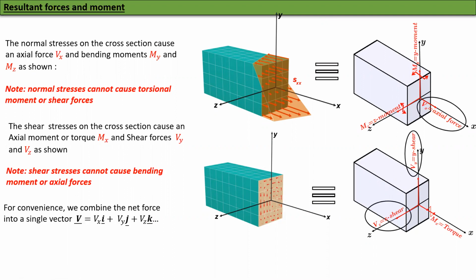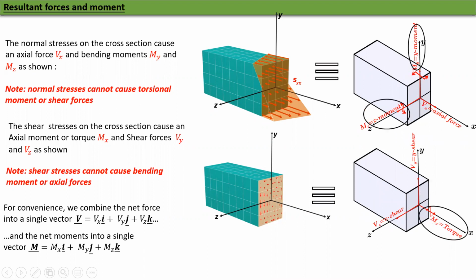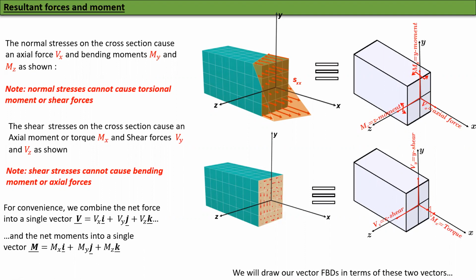The nice thing is, for convenience, we are going to combine the axial force and the two shear forces into a force vector V. So Vx is the axial force, Vy and Vz are the shear forces. All of them are combined together. Same way, the net moments are combined into a single moment vector. So the two bending moments and the torque are combined into a single moment vector. So that is how we package these things in a very nice way so that we can draw very easily.